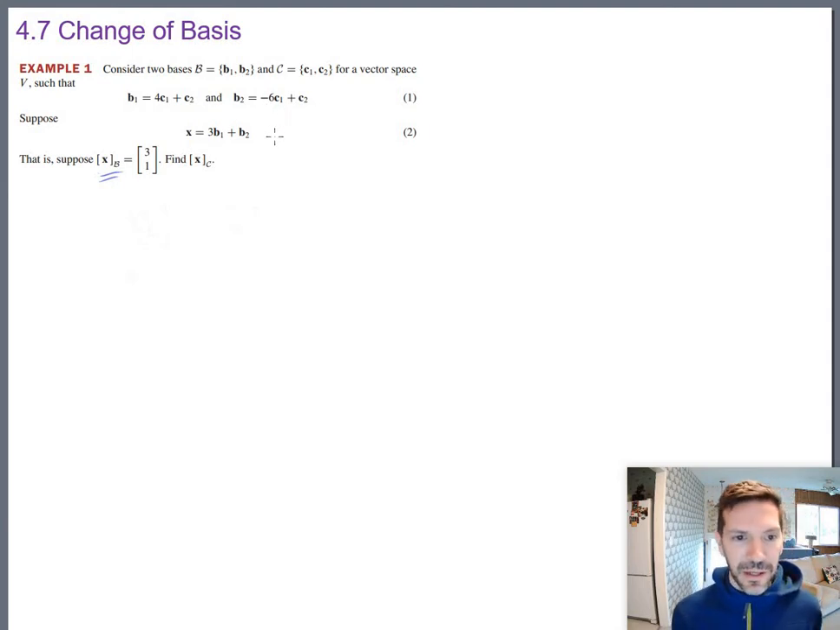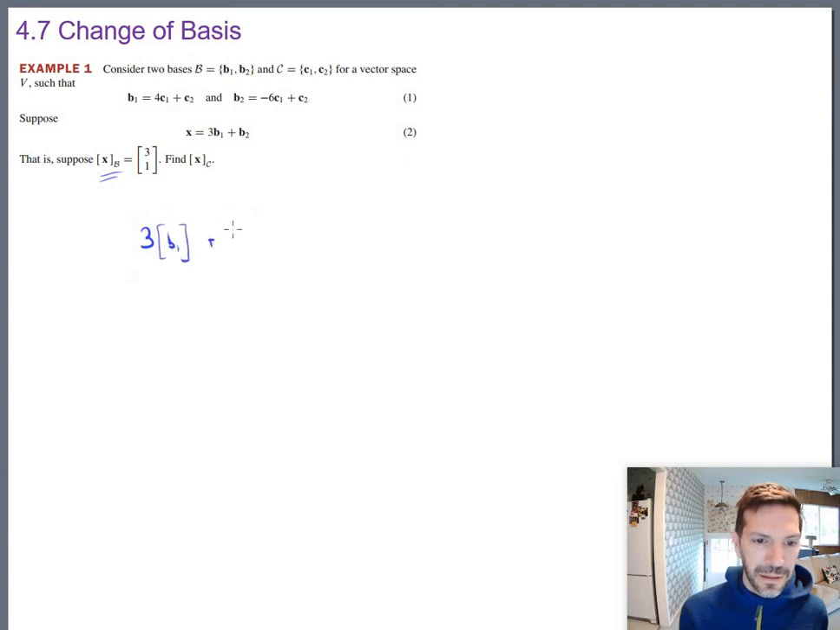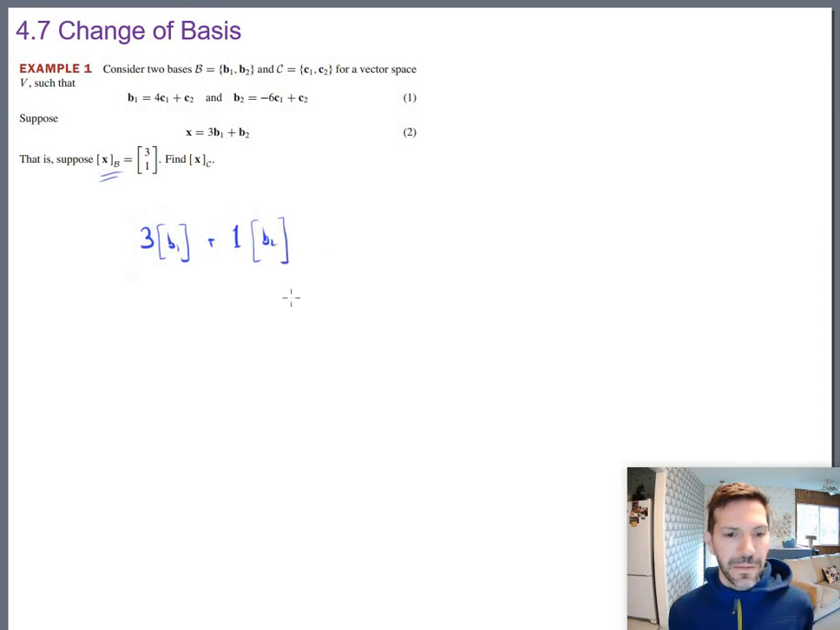And they don't really actually ask you for the change of basis matrix. So I'm going to extend this example a little bit and get the change of basis matrix so we can do it for all B coordinates, not just 3, 1. But for the moment, let's start with that. So keep in mind that 3, 1 means 3 times the B1 vector, whatever that is, plus 1 times the B2 vector, whatever that is.